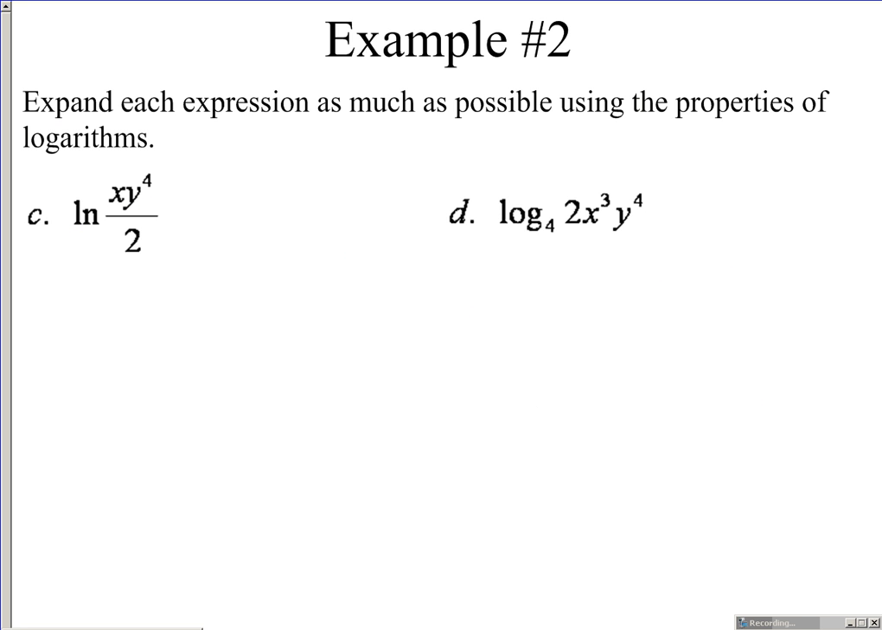Letter C. In this logarithm now we have both multiplication and division. We know when we multiply like bases, we add exponents. When we divide like bases, we subtract exponents. So we're going to have both addition and subtraction here. I'm going to have the natural log of x plus the natural log of y to the 4th minus the natural log of 2.